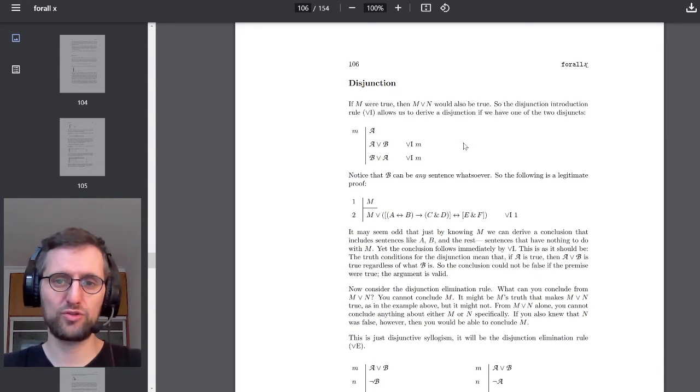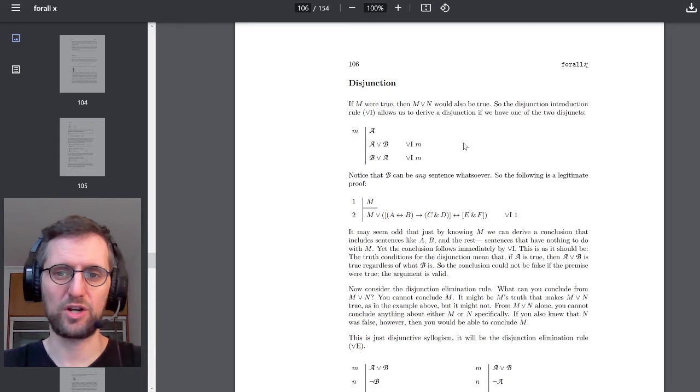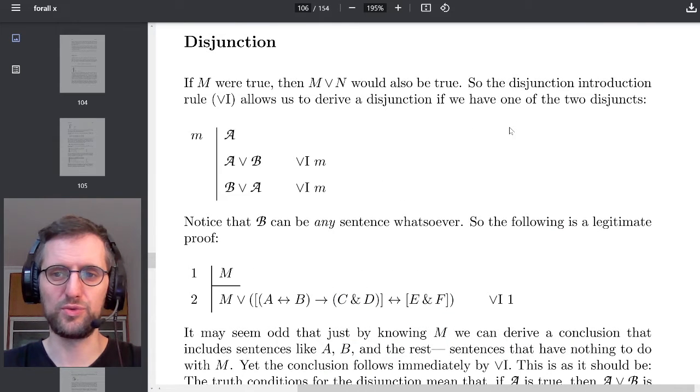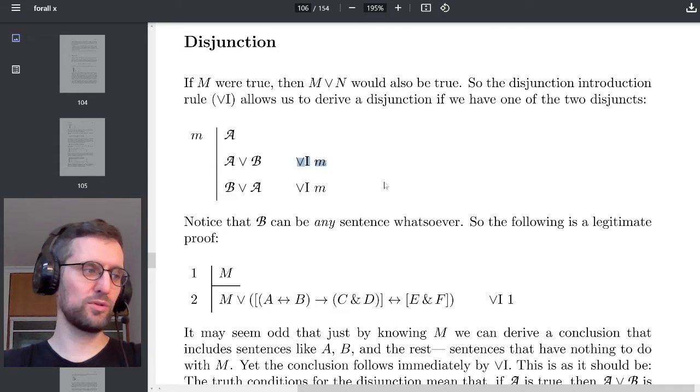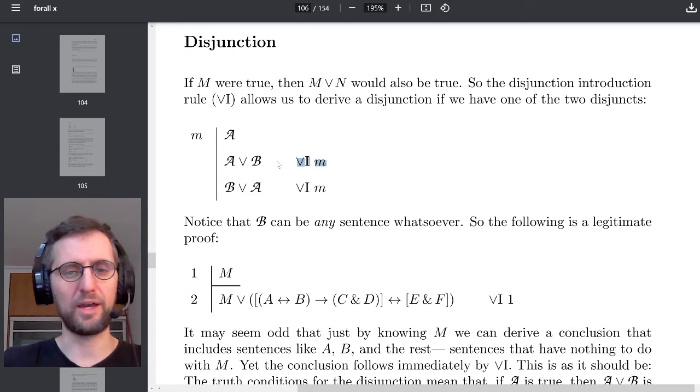So if M were true, then M or N would also be true. So this disjunction introduction rule, or introduction, allows us to derive a disjunction if we have one of two disjuncts. So this is a new rule here. When I have A, I can always also say A or B or C or whatever. And we call this the OR introduction rule applied to whatever line M we have.